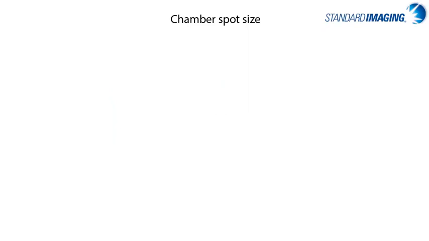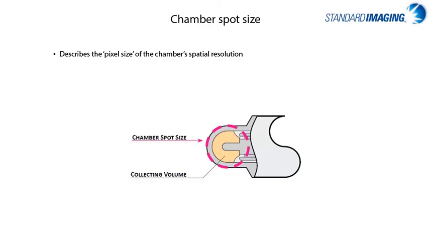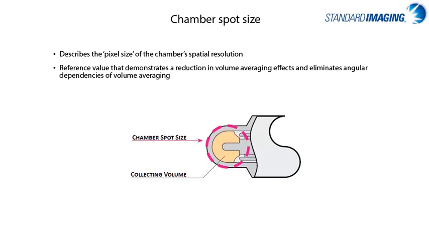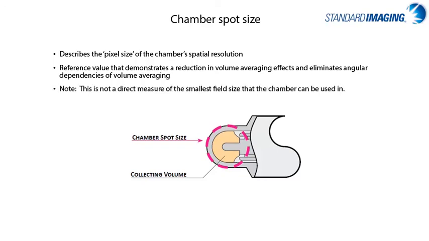Next, I want to talk about a term coined by Standard Imaging to try and reduce the misuse of the phrase minimum field size when it comes to describing ionization chambers. Standard Imaging has recently started using the phrase spot size to describe the effective pixel size of a chamber. This pixel size or spot size is a reference value which demonstrates a reduction in volume averaging effects and eliminates angular dependencies of volume averaging. And note that this chamber spot size is not a direct measurement of the smallest field size for which the chamber can be used in, as that is dependent on your clinical setup. The A26, for reference, has a 4.3 millimeter spot size.